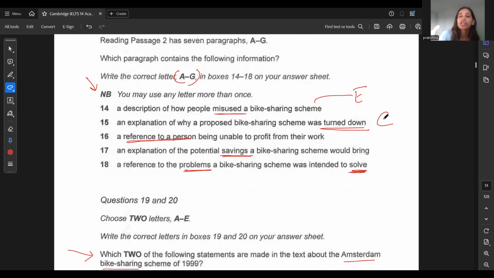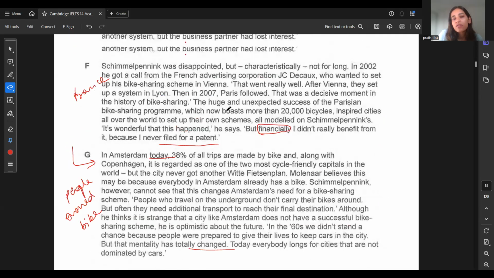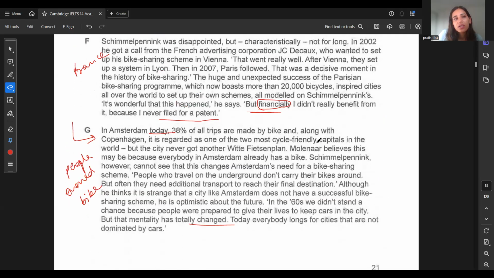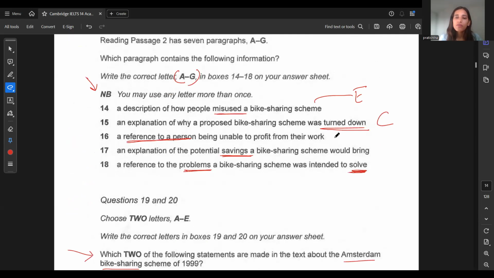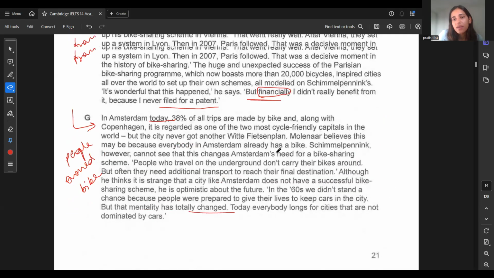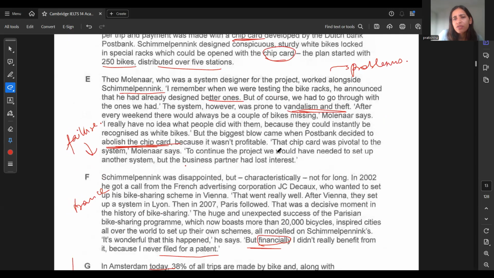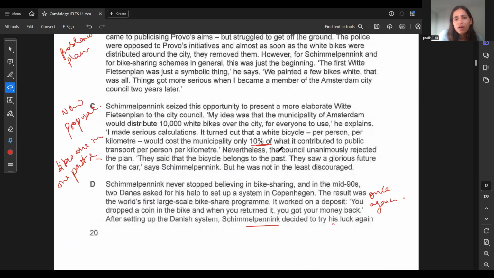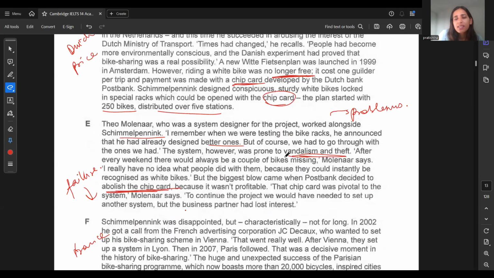I could instantly go down and make it out, where this passage is talking about. Where are those passages where rejection has been given? A reference to a person being unable to profit from their work. So it's talking about he was not financially free. It's a reference. So it's F. He was not able to profit from their work. An explanation of potential savings. So savings, it was again where he was talking about just 10% of something happened. So here again, it's C.